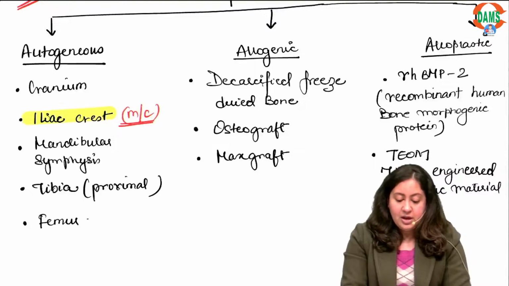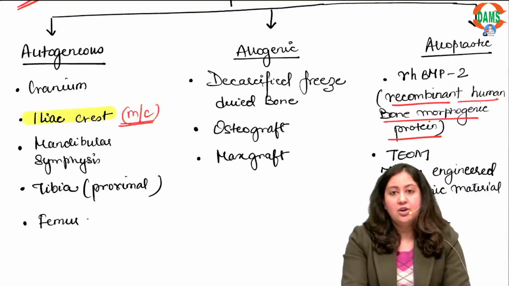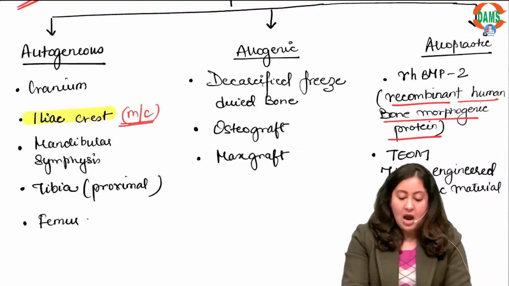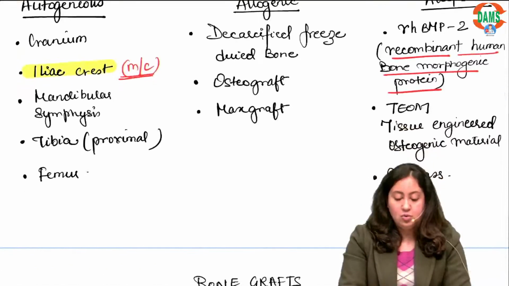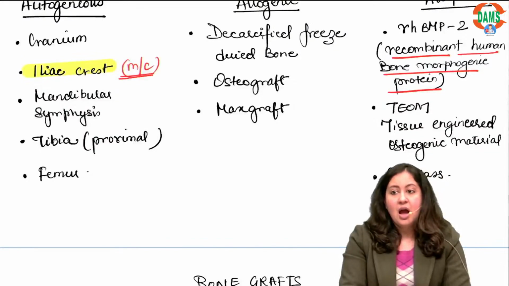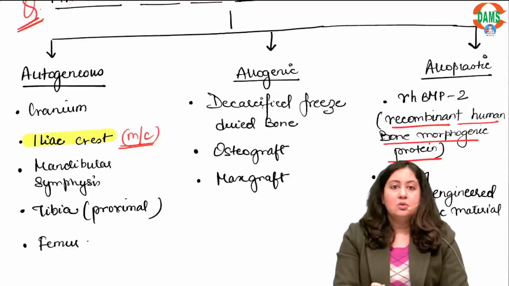Under alloplastic we have RHBMP2, which is nothing but recombinant human bone morphogenic protein, and TEOM, that is tissue engineered osteogenic material. The last one is bioglass. Bioglass under alloplastic. Autogenous, allogenic and alloplastic: these are the materials that can be used.